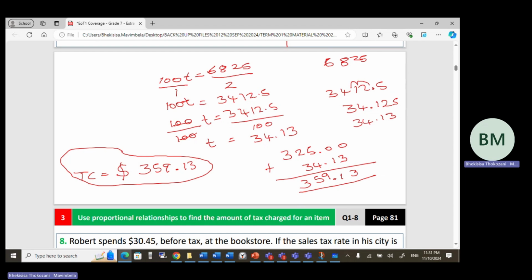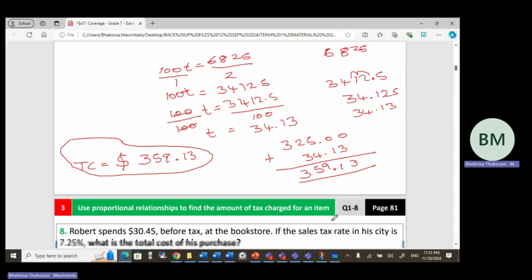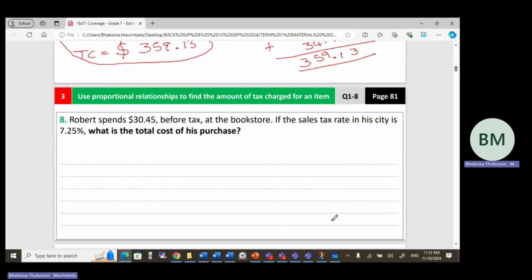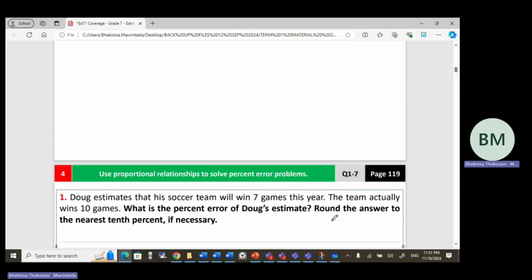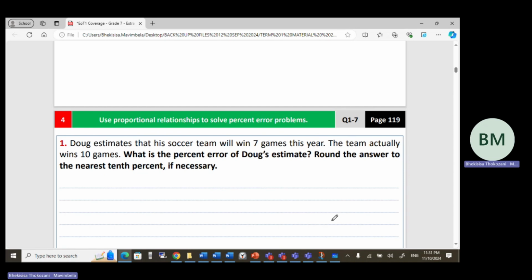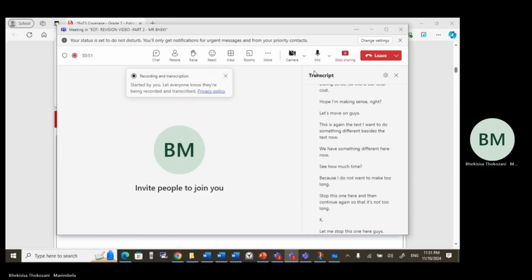I hope I'm making sense, right? Okay, let's move on, guys. This is, again, the text. I want to do something different besides the text. Now, we have something different here. Let's see how much time, because I do not want to make it too long. I'm going to stop this one here and then continue again so that it's not too long. Okay, let me stop this one here, guys. Then we're going to do it again.